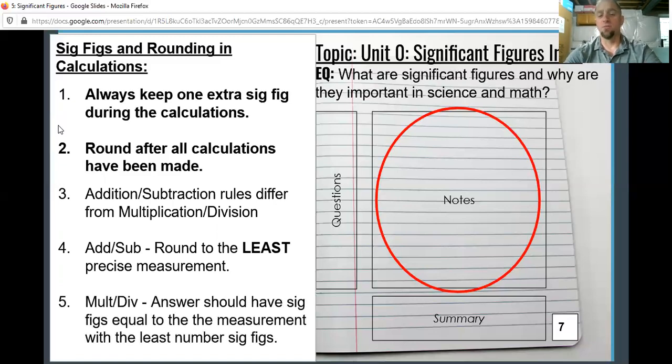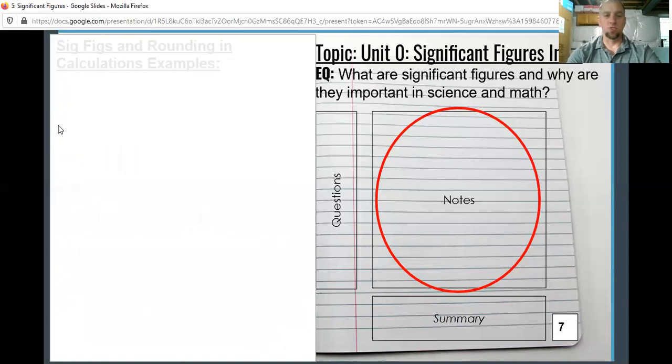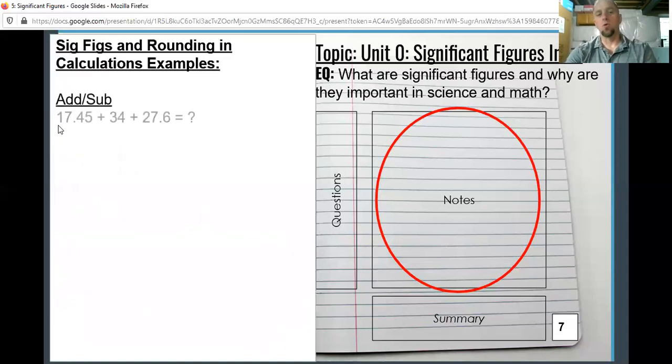In multiplication and division, whichever number in that calculation has the least number of significant digits, your answer can only have that number of significant digits. Let's get to some examples here. So an addition and subtraction example, I have 17.45 plus 34 plus 27.6. So what's my answer going to be?